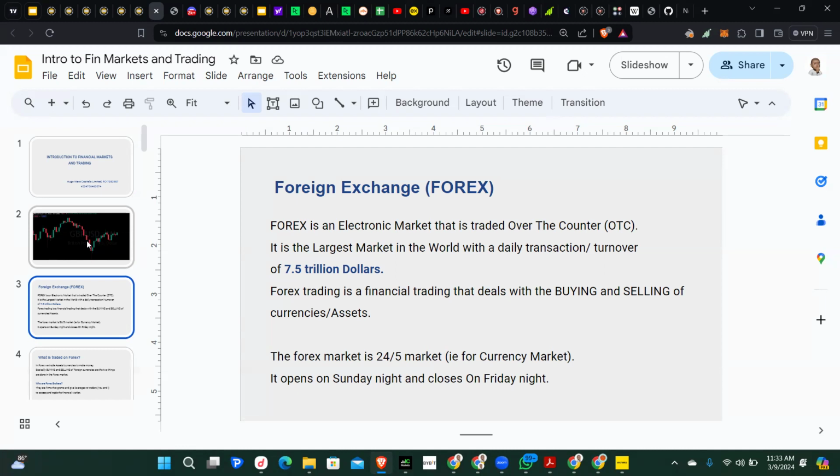So when we come to the market trading section, we are now going to know what time the market opens and what time the market closes, and we also know the various sessions. So for the currency market, it is a 24/5 market.